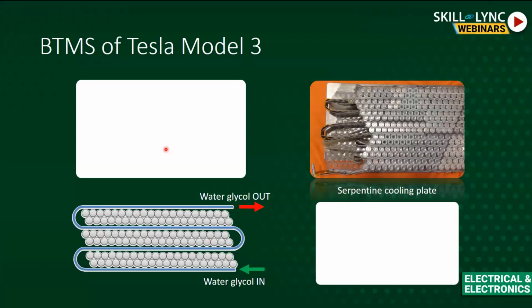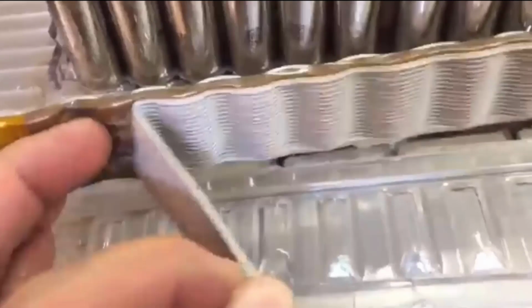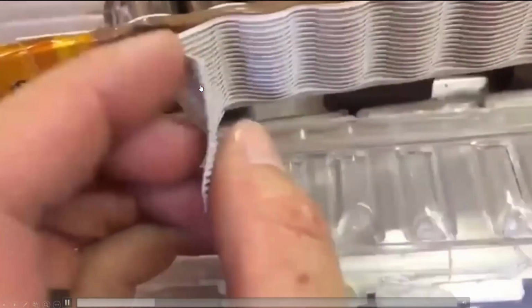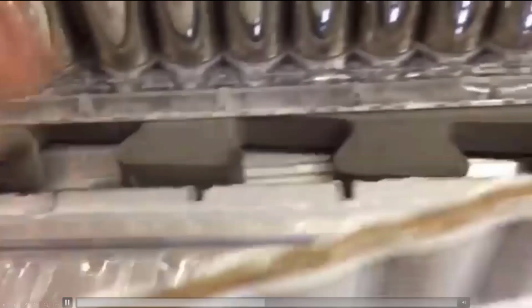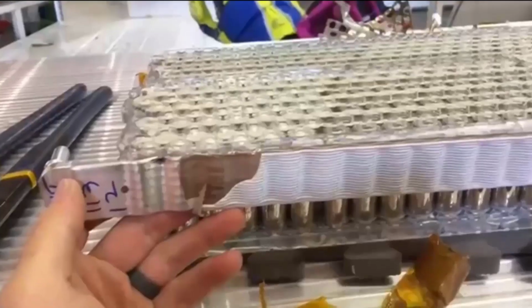Okay, so we'll see the actual look of it, how it actually looks. I'll just play this video. So you can see here, these are nothing but the liquid cooling plates for the cylindrical cell. This is the Tesla. This white thing is what we call thermal interface material. This is for proper contact of the cell with the liquid cooling plate. So you can see here, this is passing through the complete pack. All these things are designed using 1D or 2D simulation and then validated through experimentation.